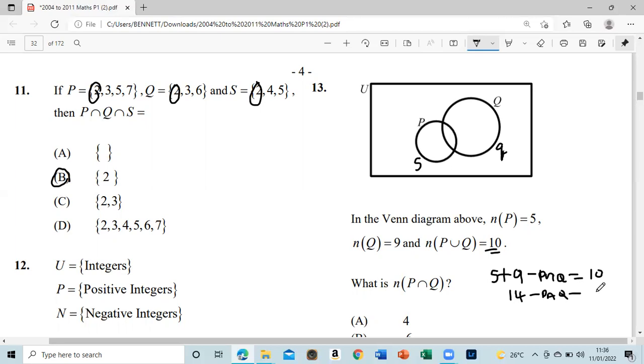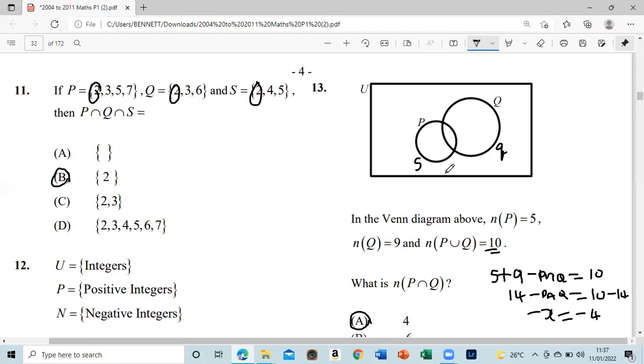So that's the transpose, so it will be 10 minus 14. Just call this x here. So this will give us -4. And we cancel by -1, so our answer would be 4.